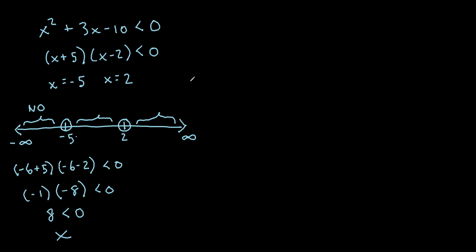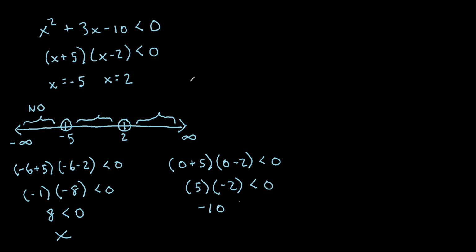Let's check out the second region. We have negative 5 to positive 2. So we need to pick a number in this region and plug it into the original polynomial and see if it's true. Let's just choose the value 0 since that's easy to work with. So we'll say 0 plus 5 times 0 minus 2 is less than 0. So 0 plus 5, that's 5. 0 minus 2, that's negative 2. 5 times negative 2 is negative 10, less than 0. So is this true? Is negative 10 less than 0? Yes, it is. So we'll write a yes for this particular region.